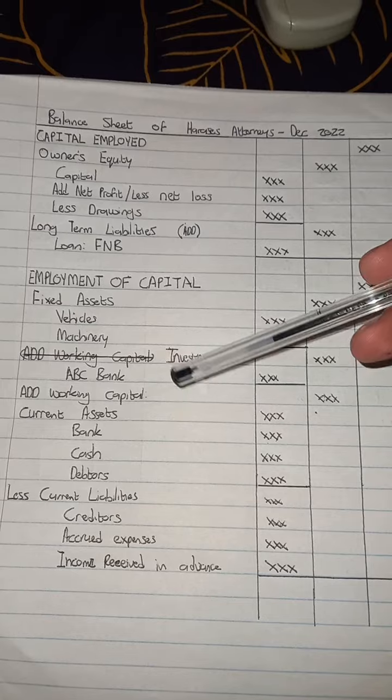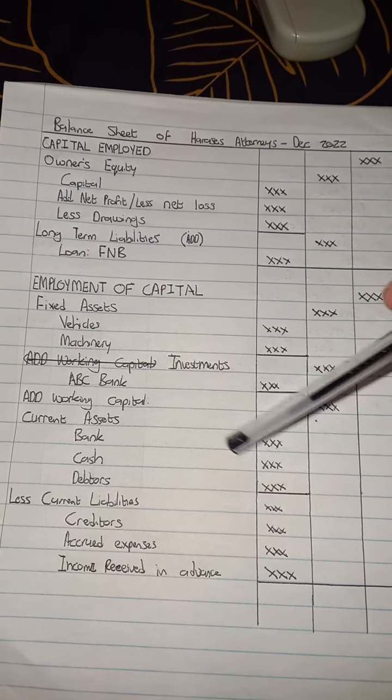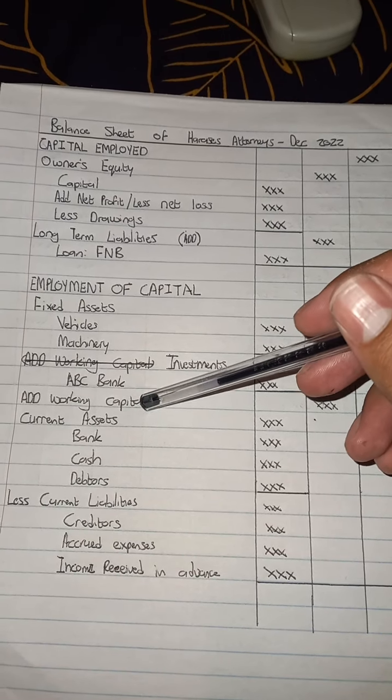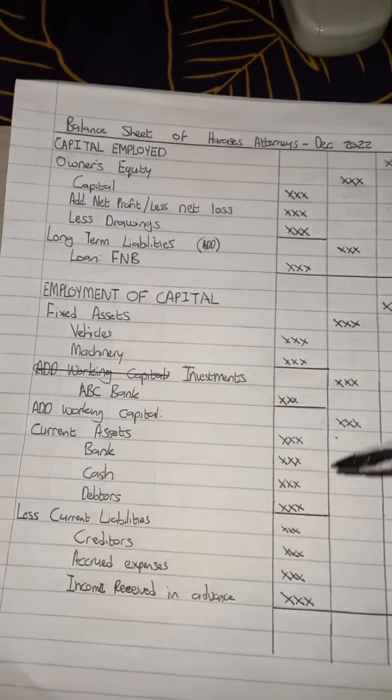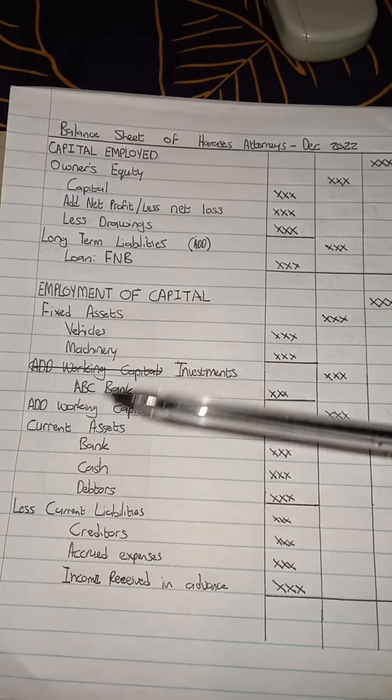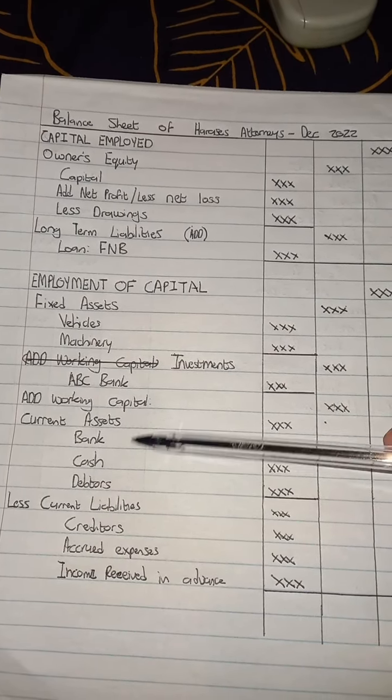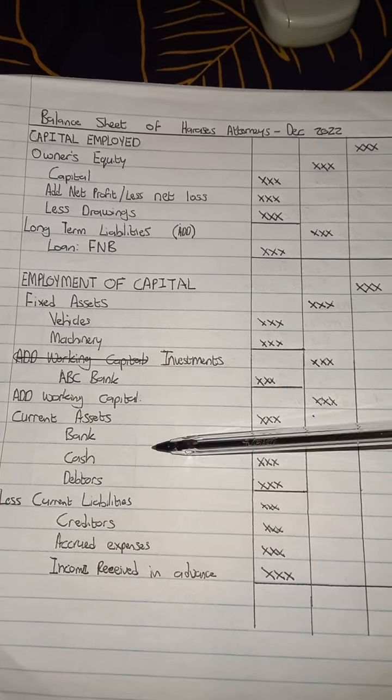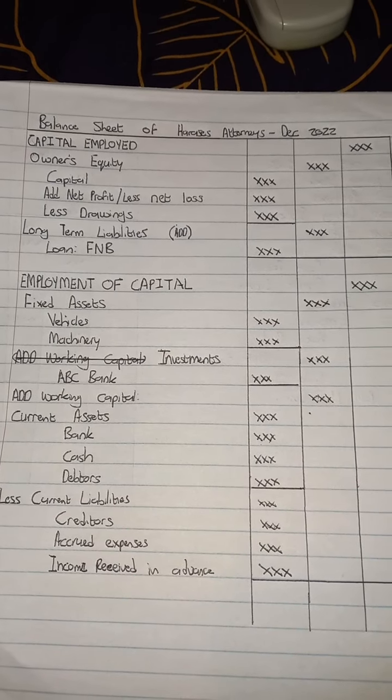And you just say add working capital. This is just the money currently floating around in the business, so to say. So then under your working capital, you say your current assets, and this is where the layout started really annoying me, but okay, sorry for complaining so much about it.